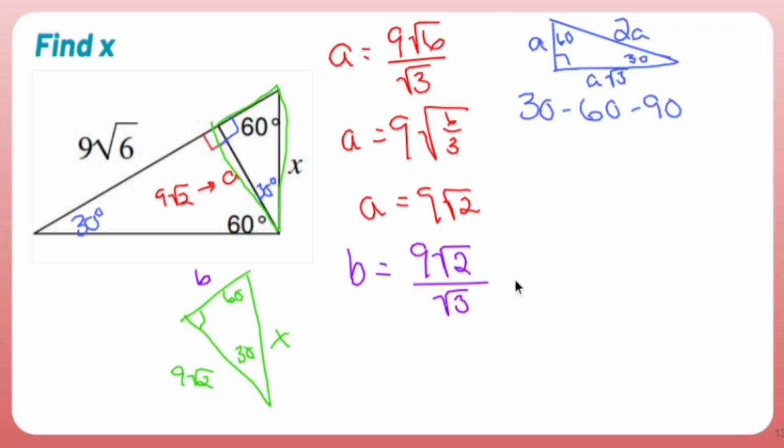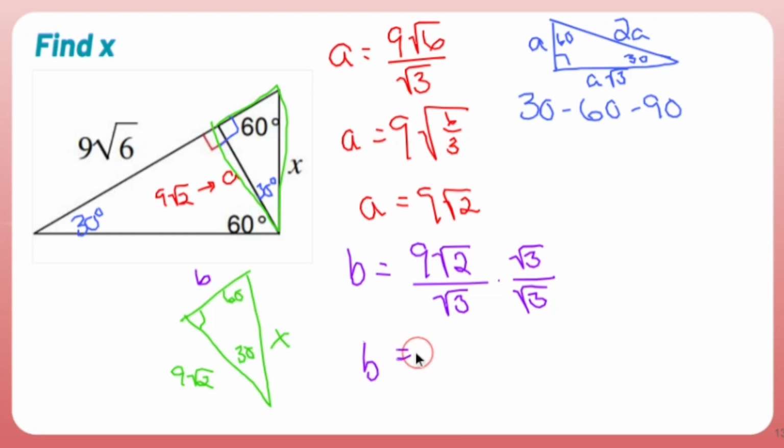So what I have to do is rationalize the denominator, rationalize the fraction. I have to get rid of that square root of 3 because you're not allowed to have square roots in the denominator of a fraction. The way you get rid of it is you multiply the top and the bottom by the square root of 3. This is going to make you happy. You'll see why in a moment.